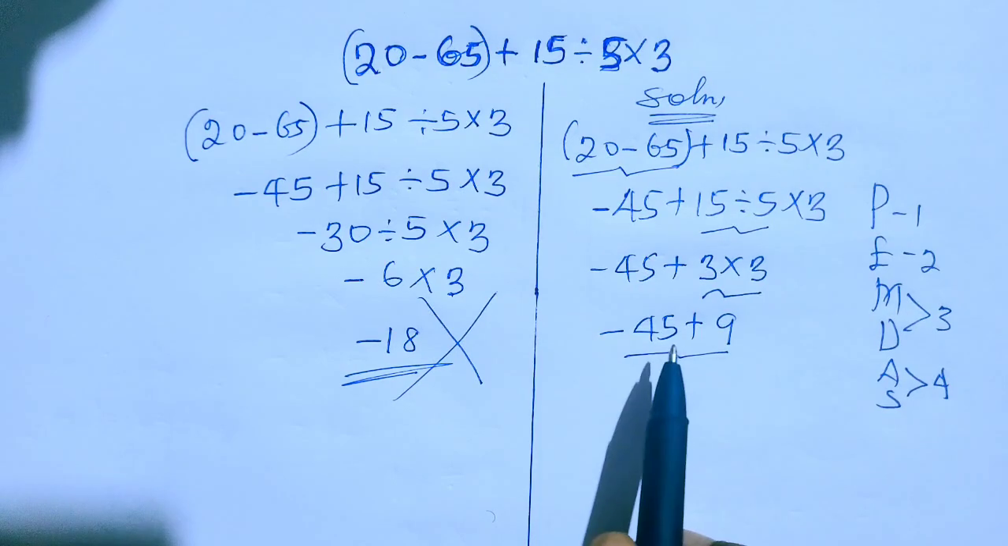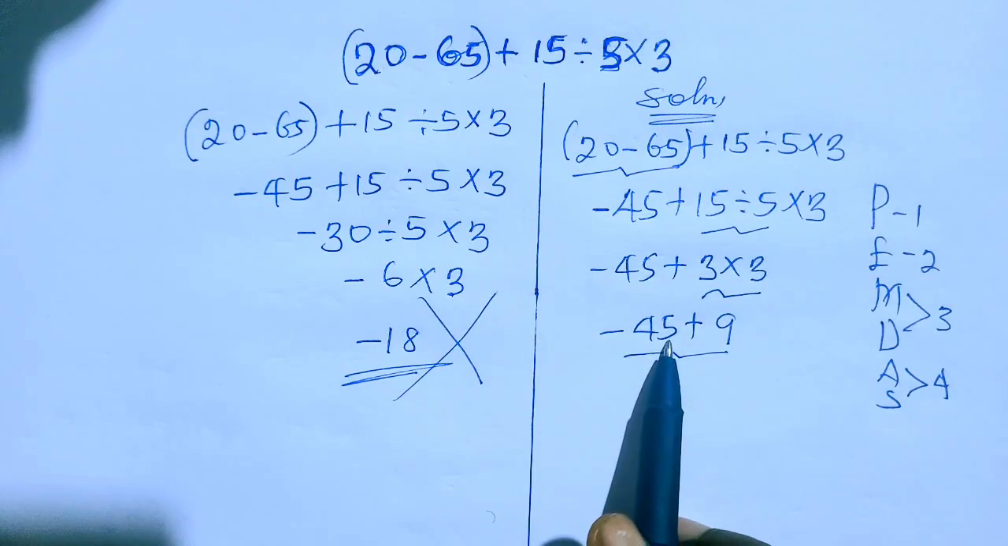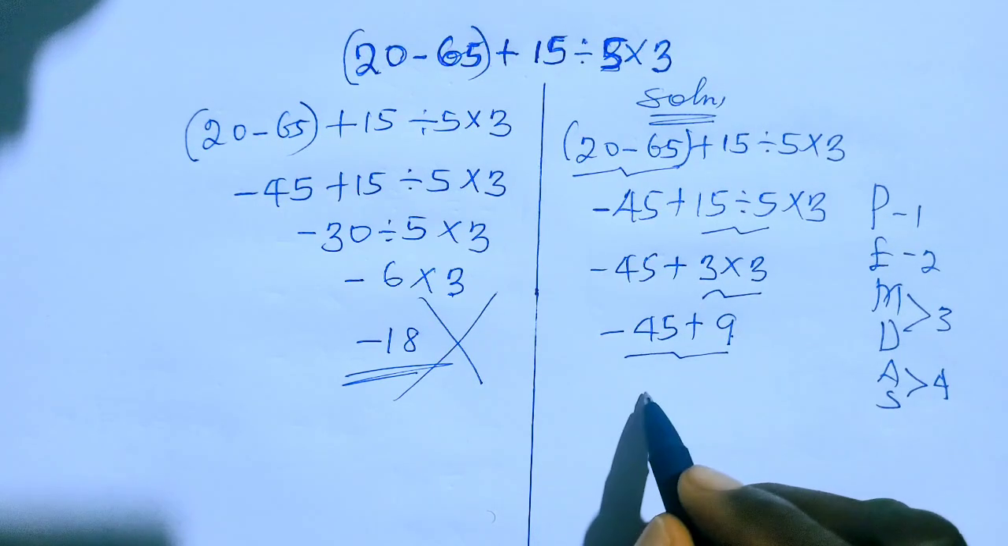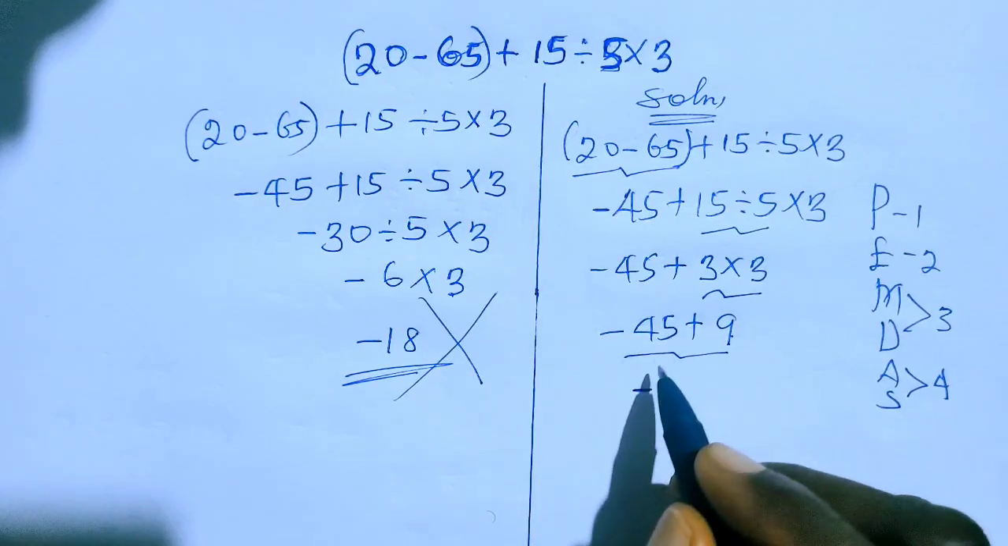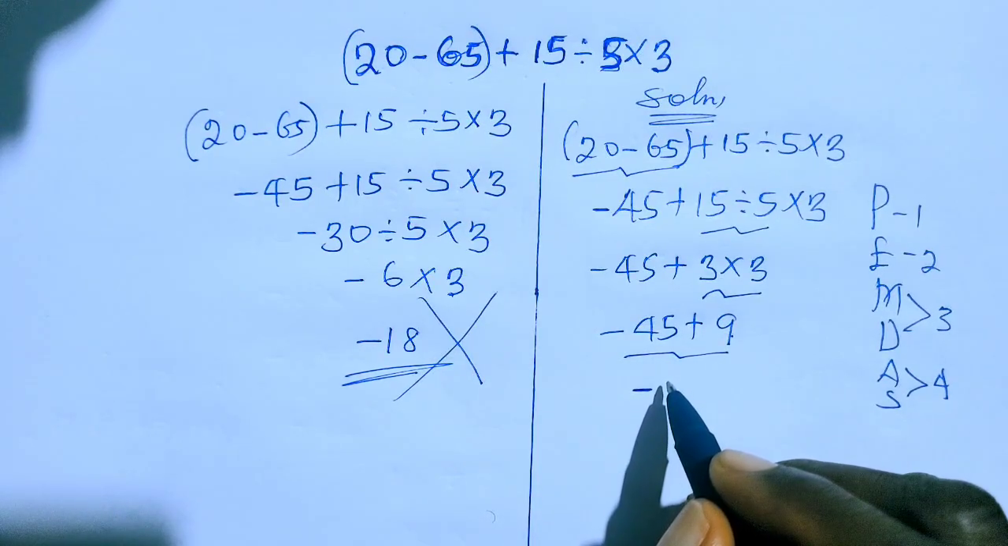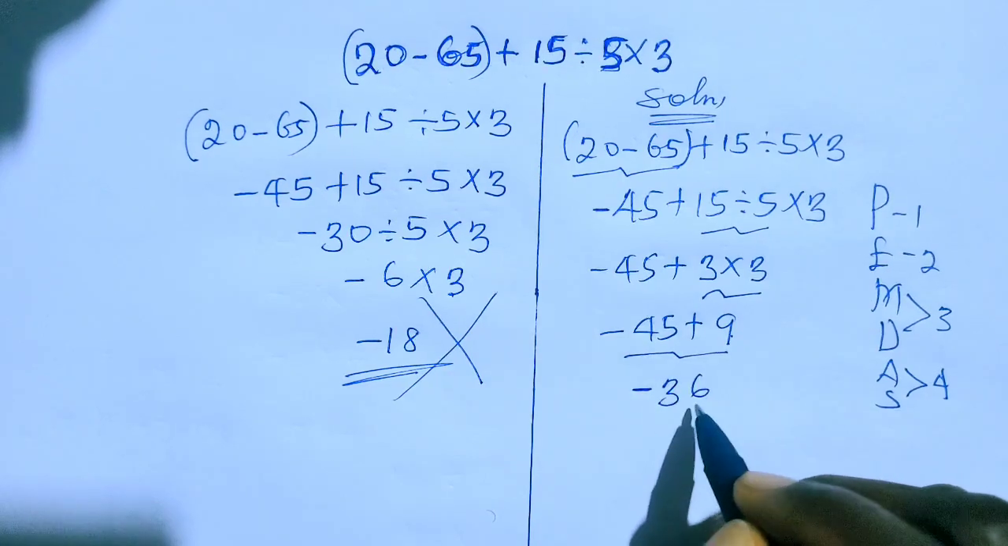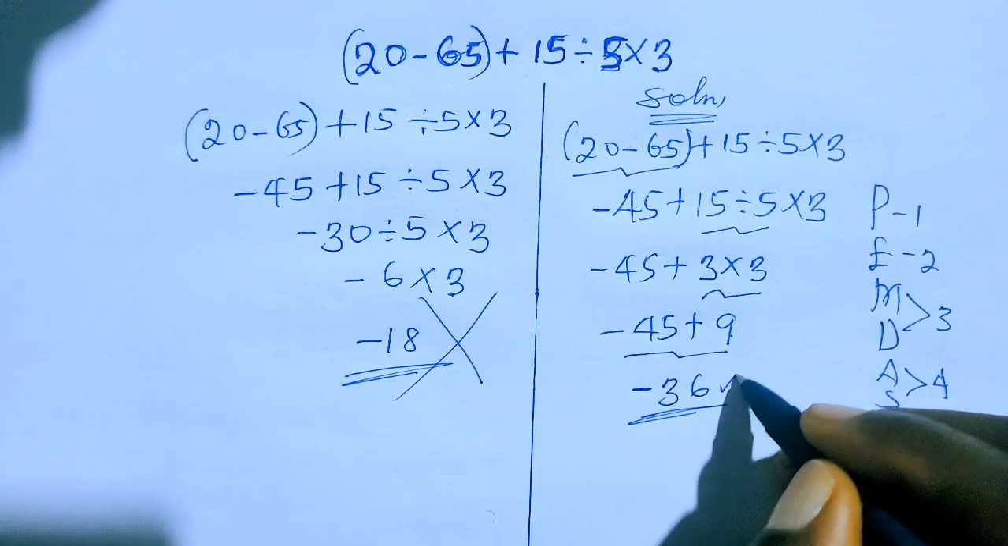Now minus 45 plus 9, that will give us minus 36, and that is the correct answer.